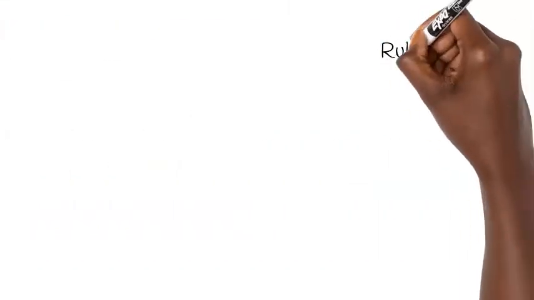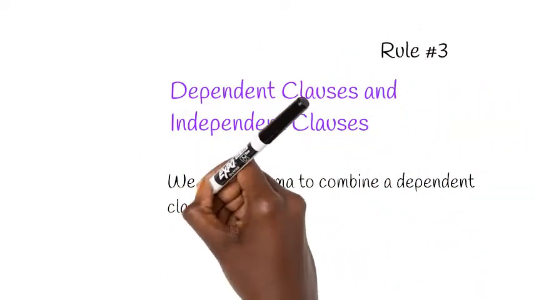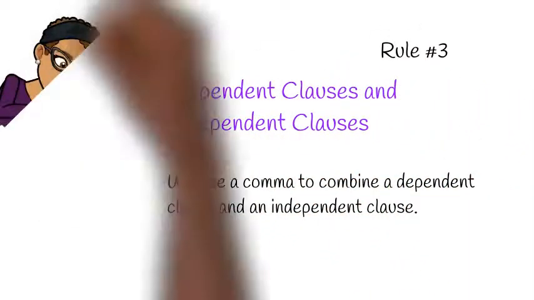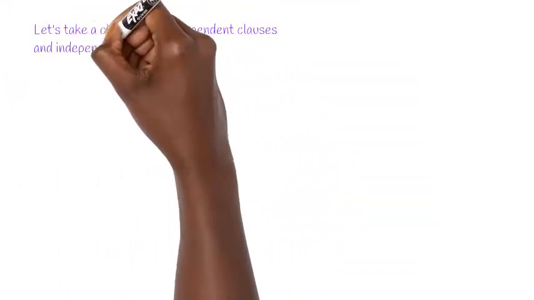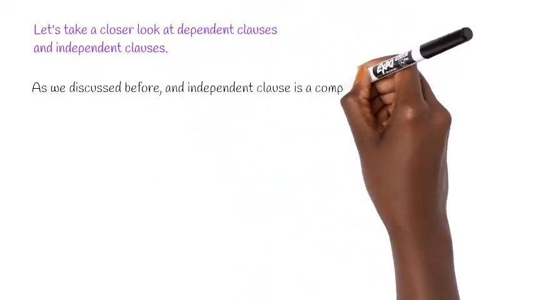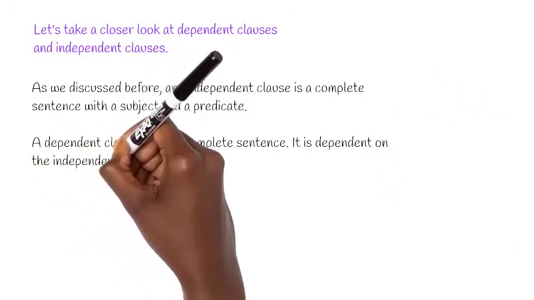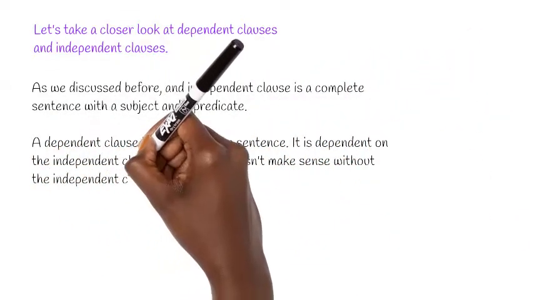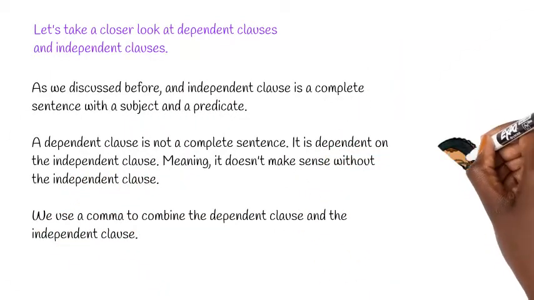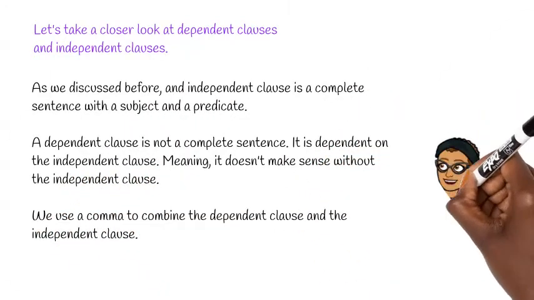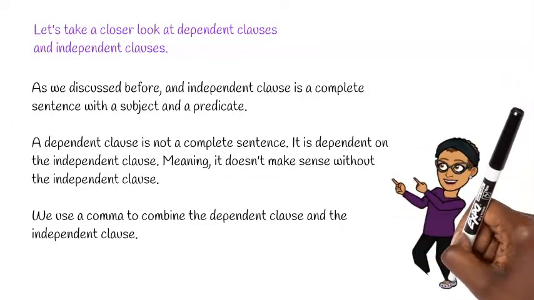Rule number 3. Dependent clauses and independent clauses. We use a comma to combine a dependent clause and an independent clause. Let's take a closer look at dependent clauses and independent clauses. As we discussed before, an independent clause is a complete sentence with a subject and a predicate. A dependent clause is not a complete sentence. It is dependent on the independent clause, meaning it doesn't make sense without the independent clause. We use a comma to combine the dependent clause and the independent clause.